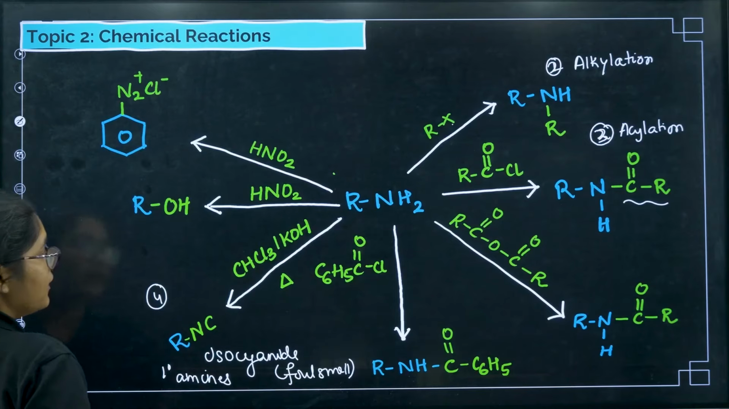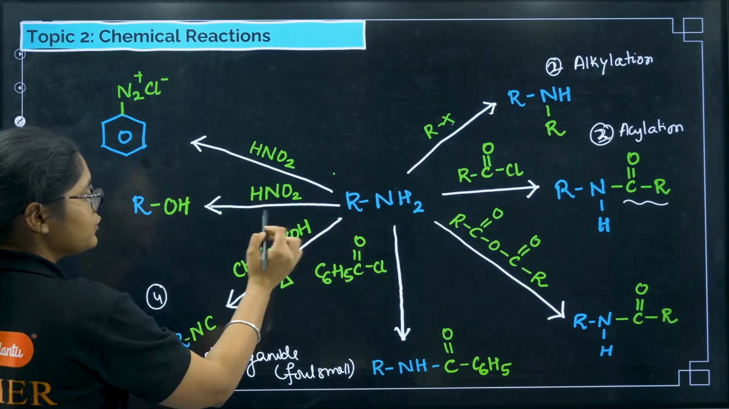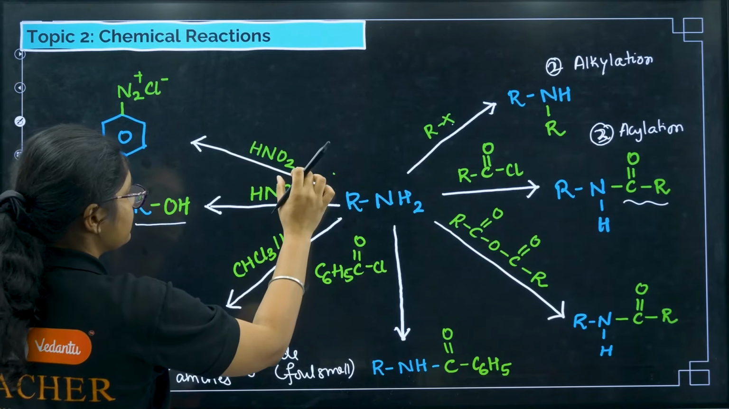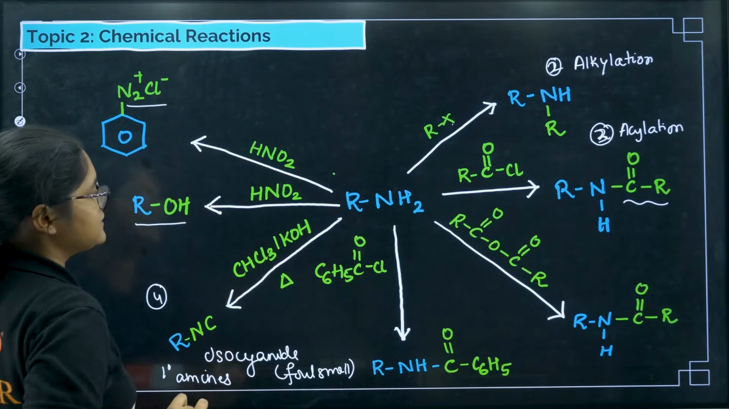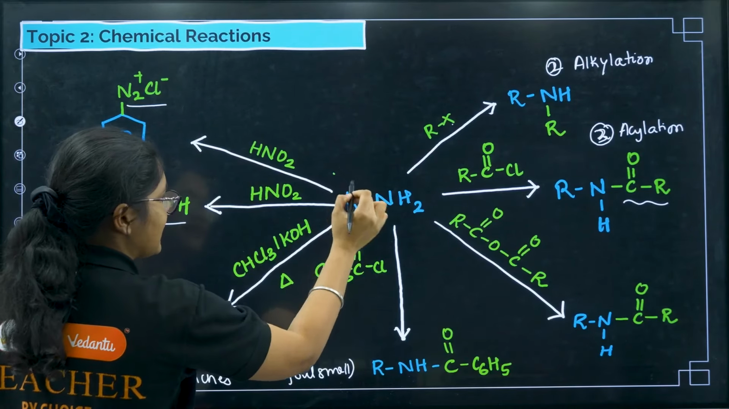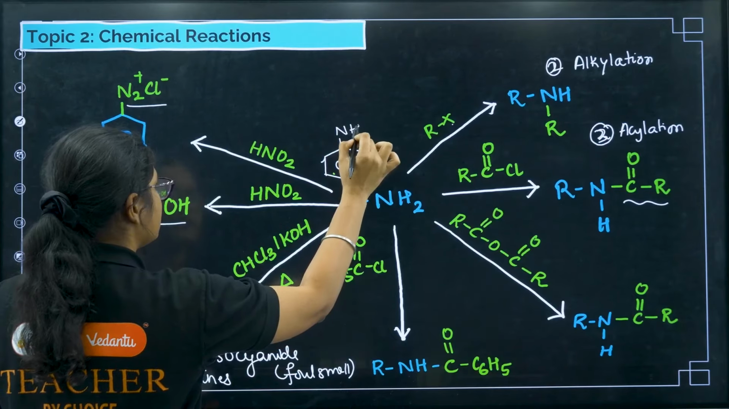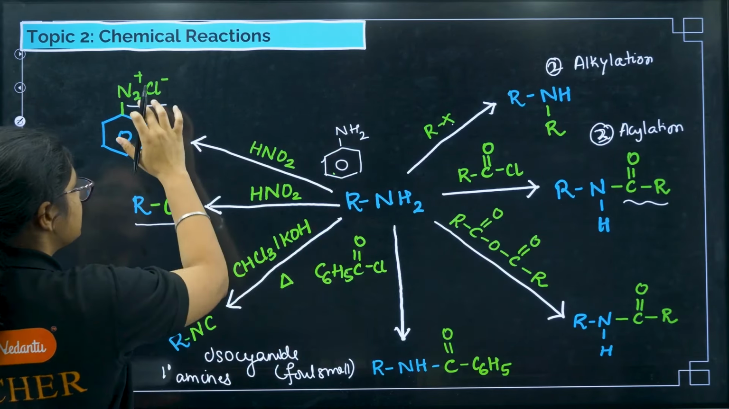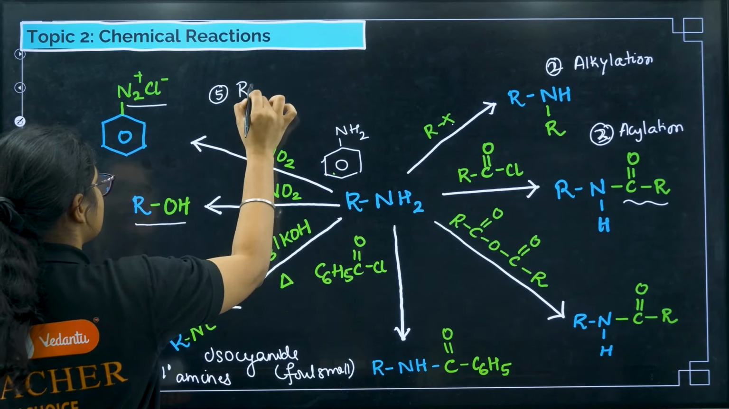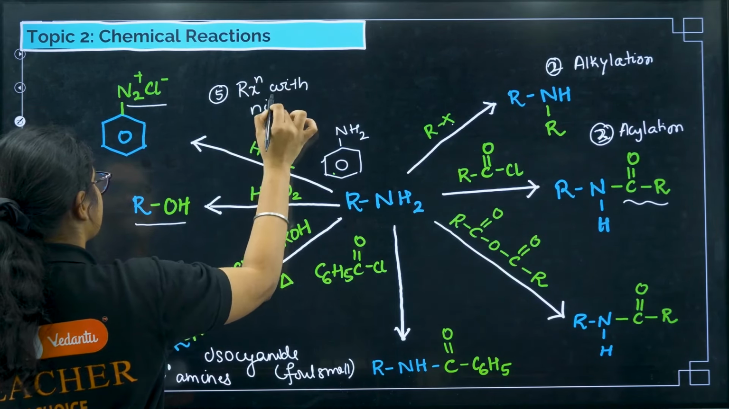Next we have RNH2. With HNO2, or nitrous acid, we get alcohols, and with HNO2 you get N2+ and Cl- if this is a benzene ring. So if it is an aniline, I can write it like this: aniline with nitrous acid will give you N2+ and Cl-. So this is the reaction with nitrous acid.